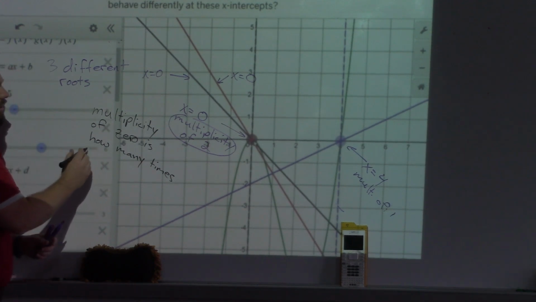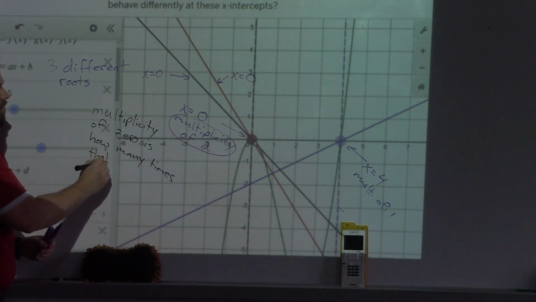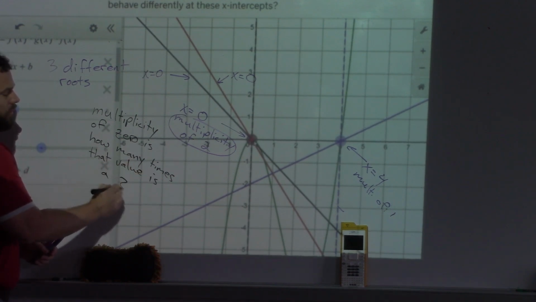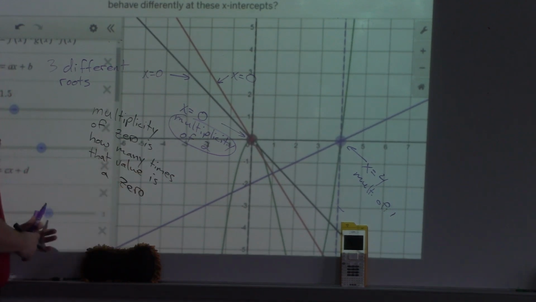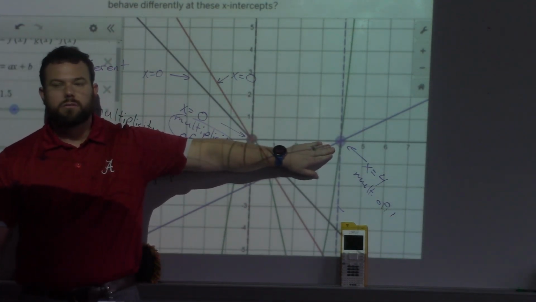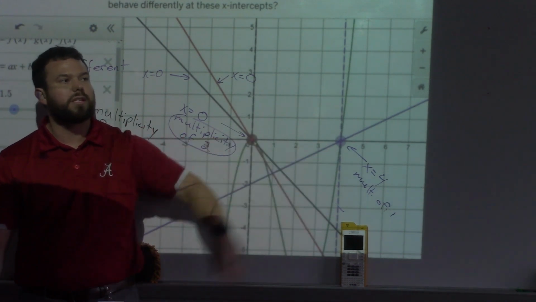Alright, multiplicity of 0 is how many times that value is a 0. So guys, how many times is this a 0? 1. This 4, it's only one time, so the multiplicity is 1.